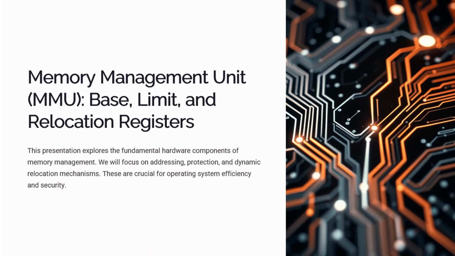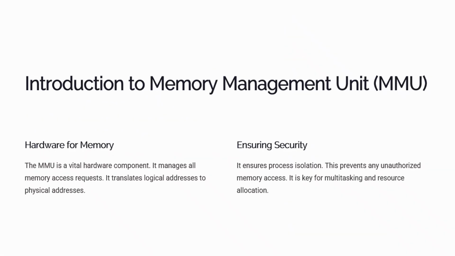Imagine multiple programs running at once, like your browser, music player, and a game. Each thinks it owns the whole memory, but the MMU ensures they don't step on each other's space. This is called process isolation, and it's crucial for security and multitasking. So, the MMU acts like a smart translator and a bodyguard. It ensures that each process runs safely and efficiently. So, this is what we have seen in the introduction to memory management.